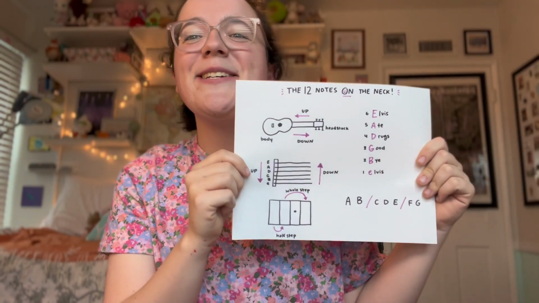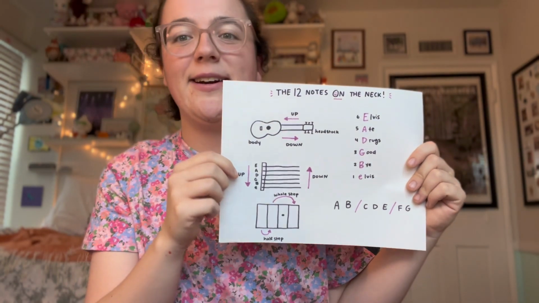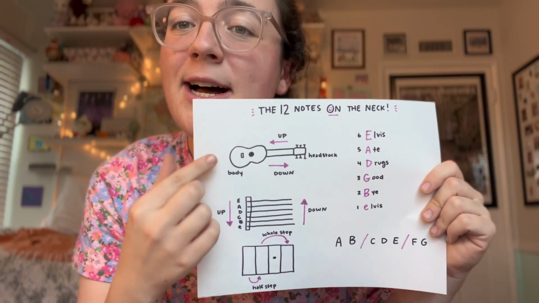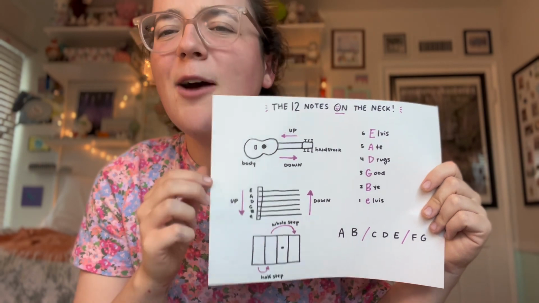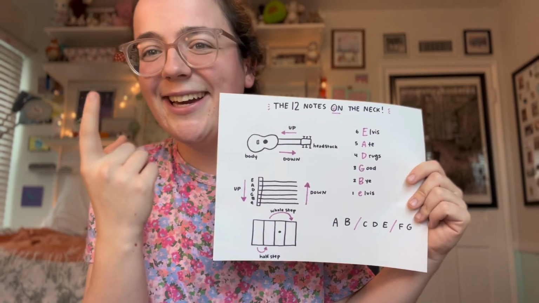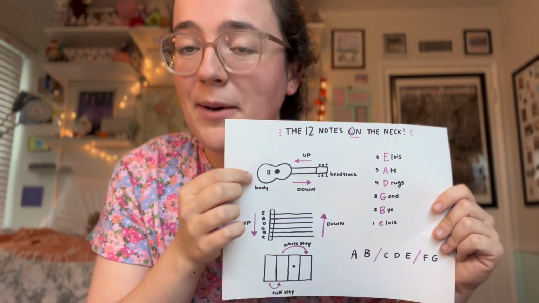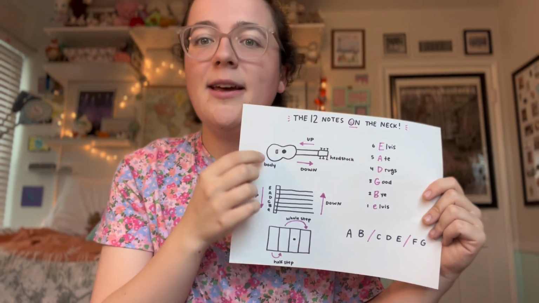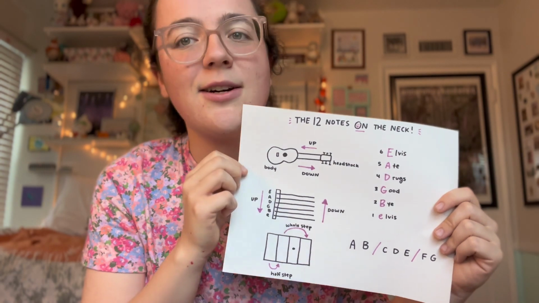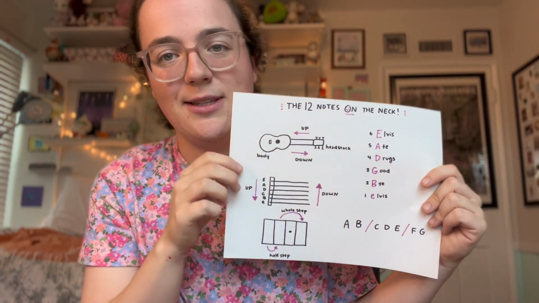Okay, everyone, we started this video with some important guitar vocabulary. We went over the body and the headstock, and we talked about how when we say up, it's not referring to directionally, it's referring to pitch. So moving towards the body of the guitar is up, and moving towards the headstock of the guitar is down, because pitches get lower towards the headstock and higher towards the body.